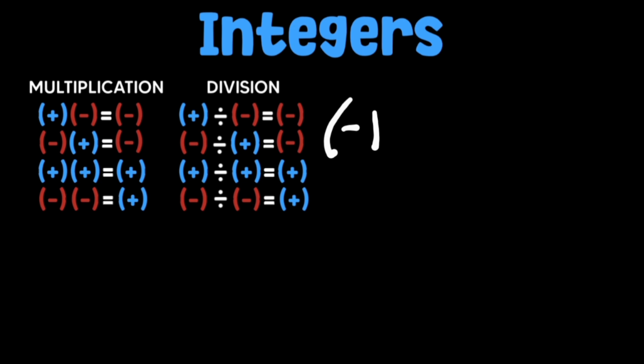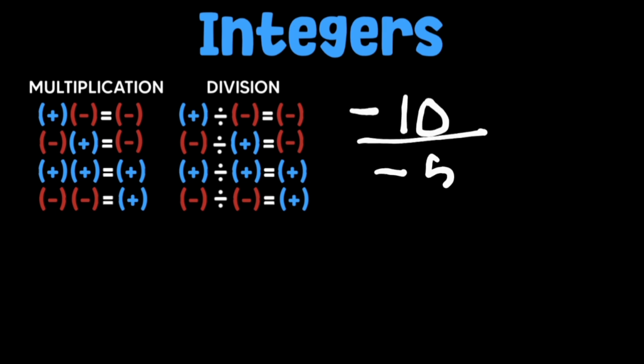The same thing applies to division. If we have -10 over -5, these two negative signs cancel out, and we just have 10 over 5, which will give us 2.